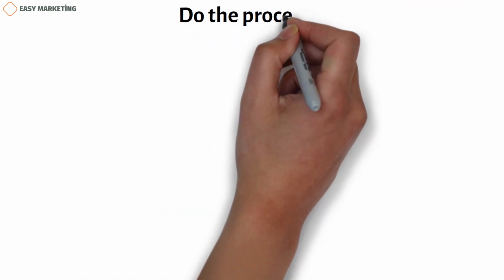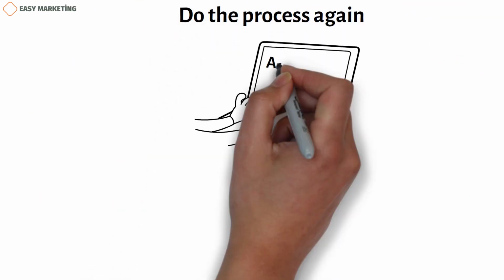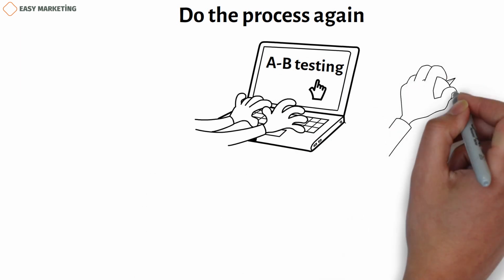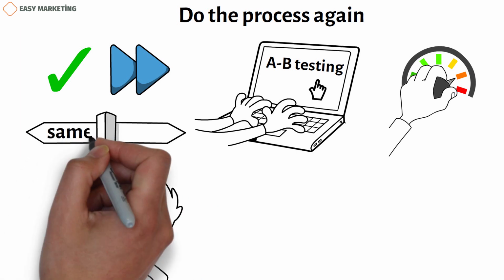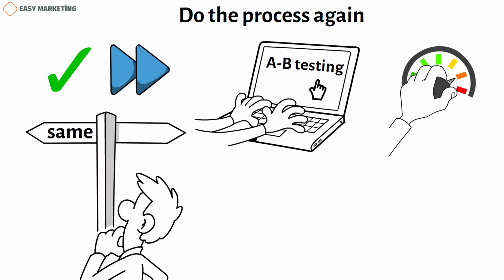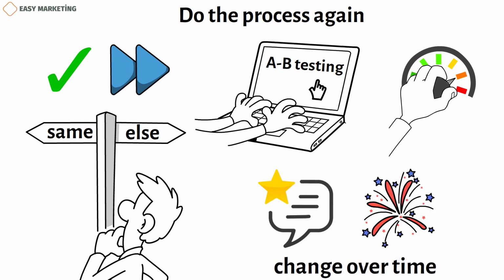Do the process again. You can use A/B testing again and again to improve your marketing campaigns and make them work even better. After you've done your first test, do another one with the next thing on your list. This part could be a part of the same thing you just tested, or it could be a part of something else. You should also keep doing A/B testing because customer tastes and trends change over time.